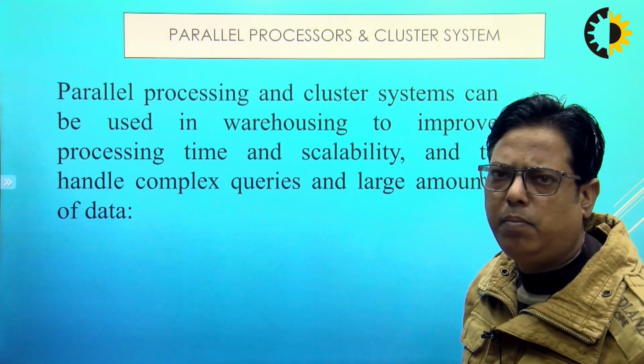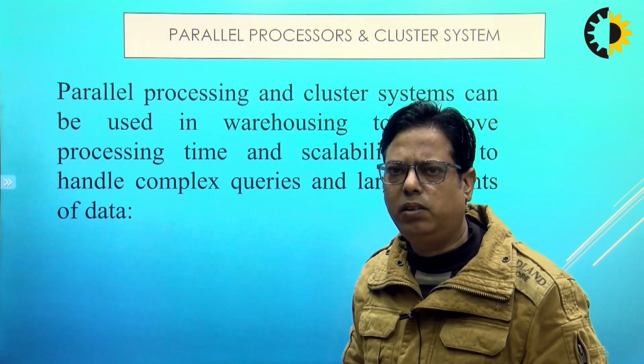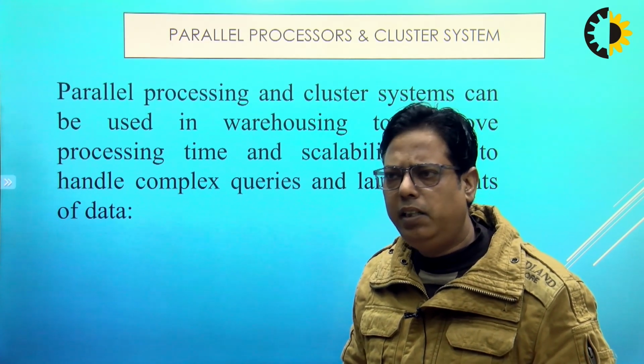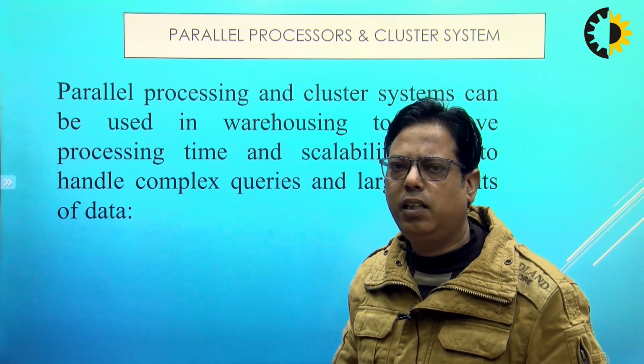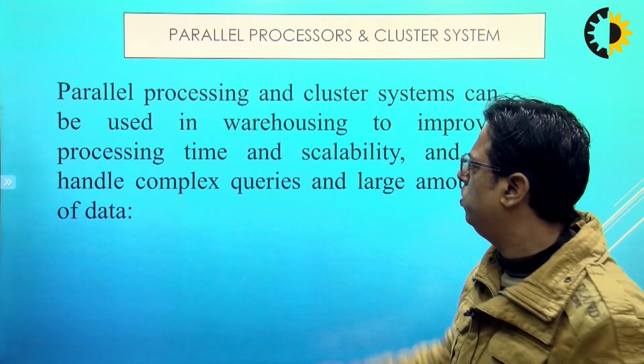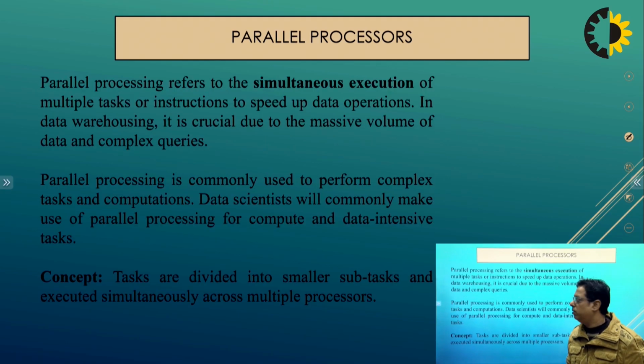If we have a number of queries and data fetches from different resources, and a number of queries need processing at a time, then we need multiple processors for a single task. So parallel processing and cluster systems can be used in warehousing to improve processing times and scalability, and to handle complex queries and large amounts of data.